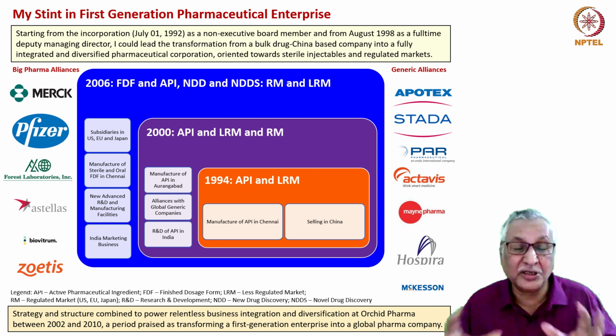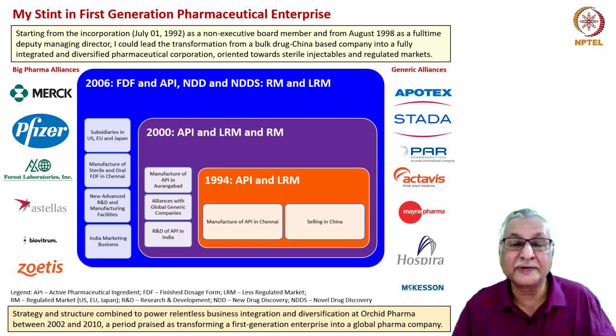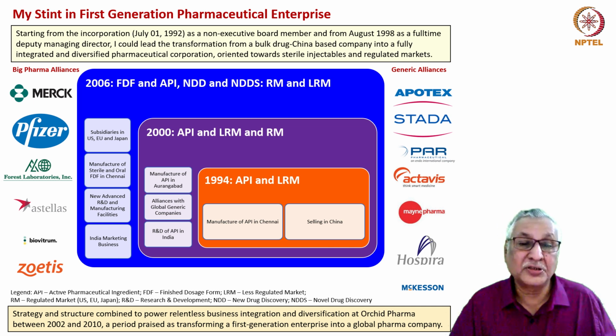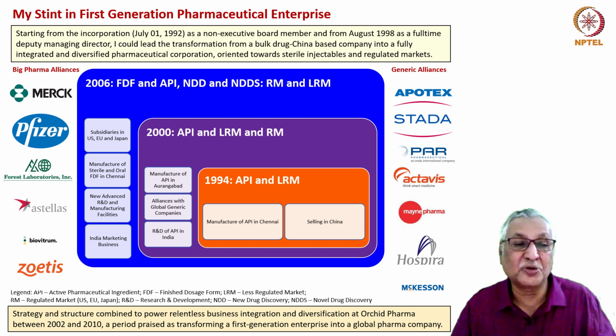Therefore, there were 3 concentric boxes of development that I could drive. In 1994, it was all API and less regulated market. Manufacture the API in Chennai and sell it in China. In 2000, API, LRM and RM. Manufacture of API in Aurangabad, alliances with global generic companies and R&D of API in India. That supplemented the base model.